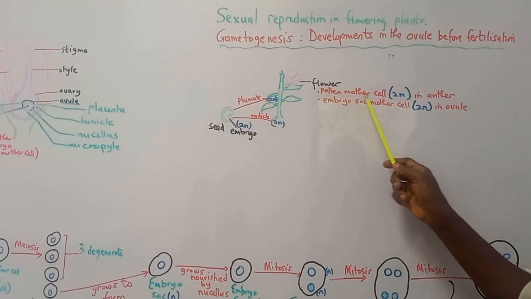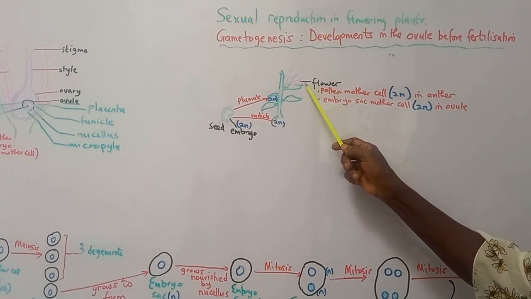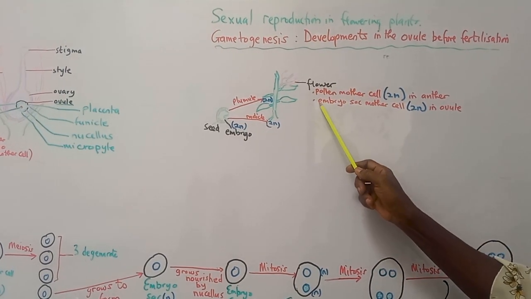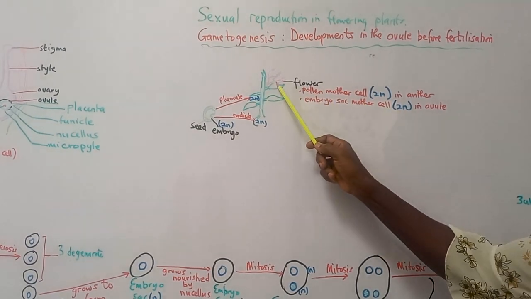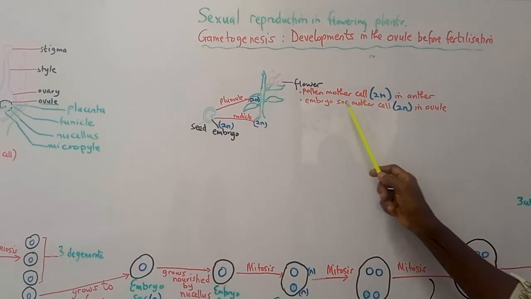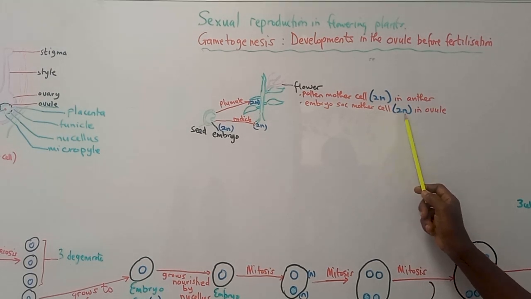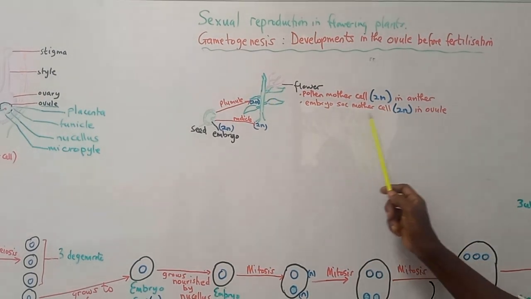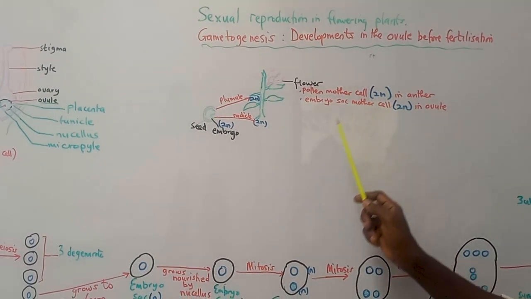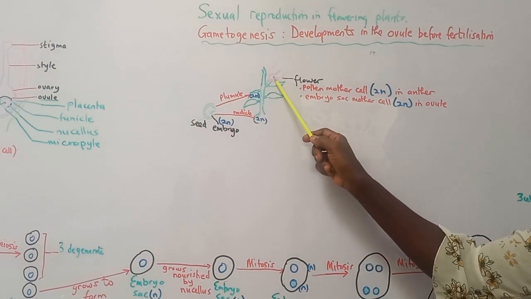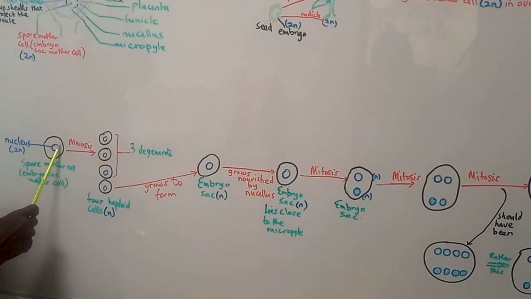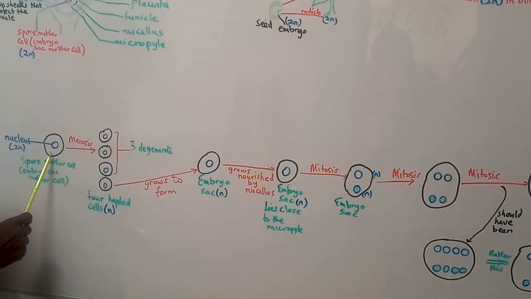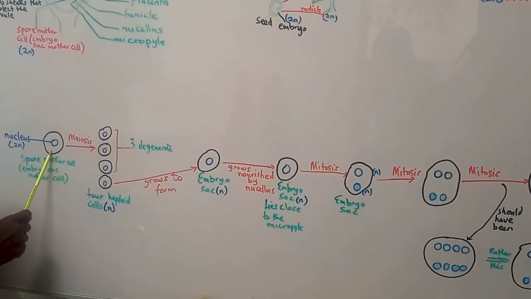So the pollen mother cell is 2N, it's in the anther. We looked at it in our last lesson. And the embryo sac mother cell is 2N and is in the ovule. It is this embryo sac mother cell, 2N, in the ovule that is going to undergo meiosis to form the female gamete, the egg. So here is the spore mother cell or the embryo sac mother cell.